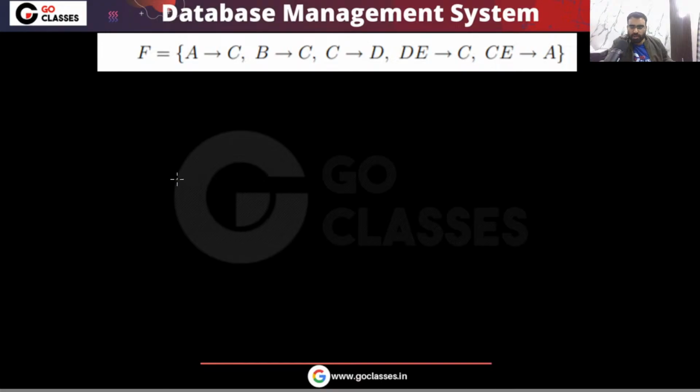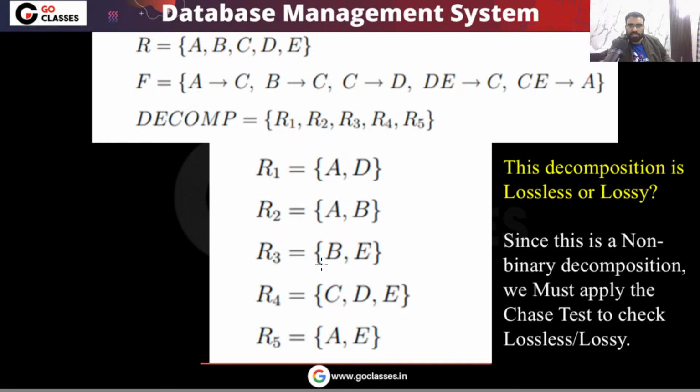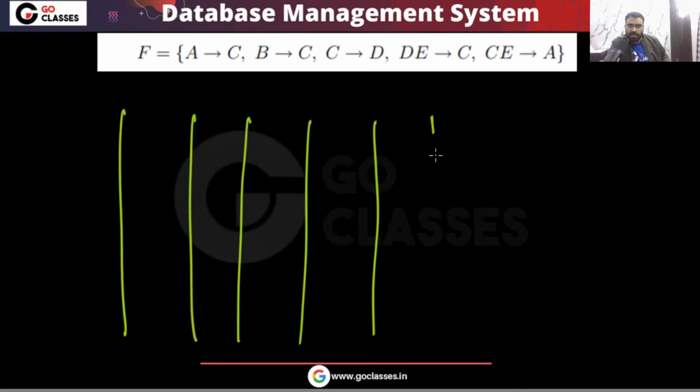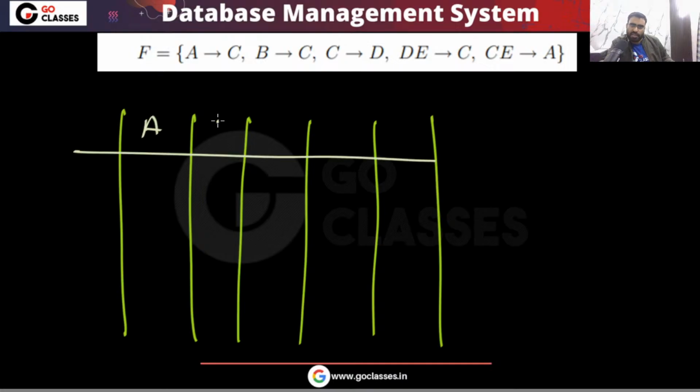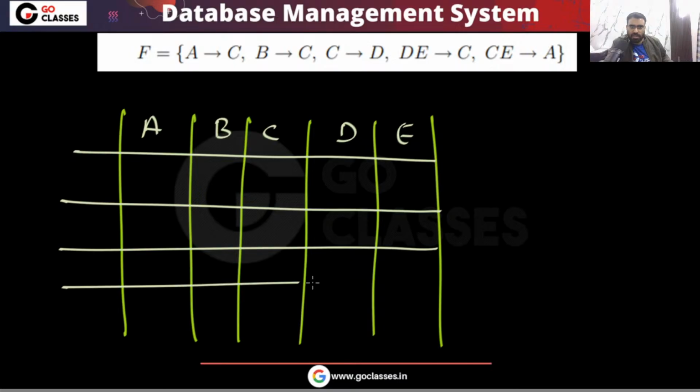So first what you will do, you will create the matrix, yes or no? The step number 1, that is create the matrix where the columns will be the attributes. How many attributes are there? You can see there are 5 attributes A, B, C, D, E. So very simple, the columns will be the attributes A, B, C, D, E. And what will be the rows? The rows will be the sub-relations, yes or no?